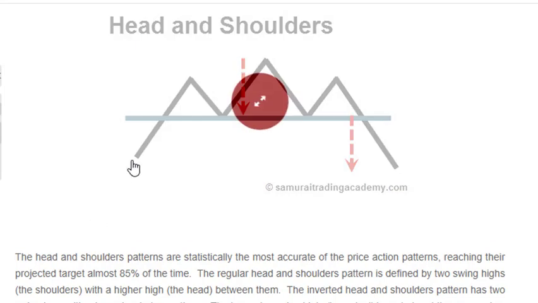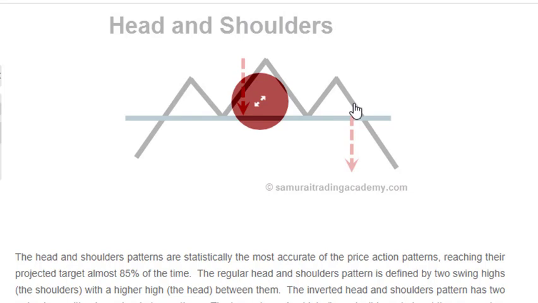The price is going up. It reaches a resistance here, bounces down, but then stops and bounces up higher than the original point. And this is the head. These are the two shoulders. So you get this head and shoulders pattern.